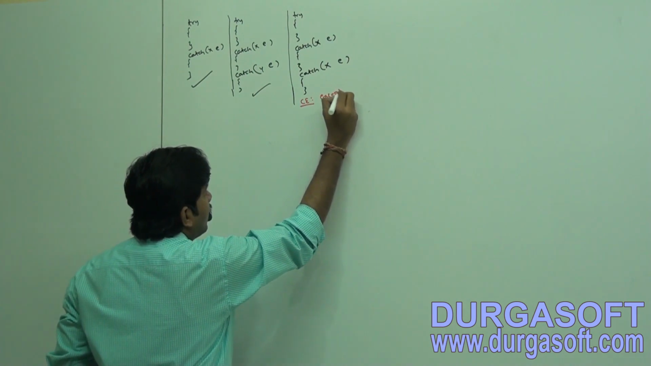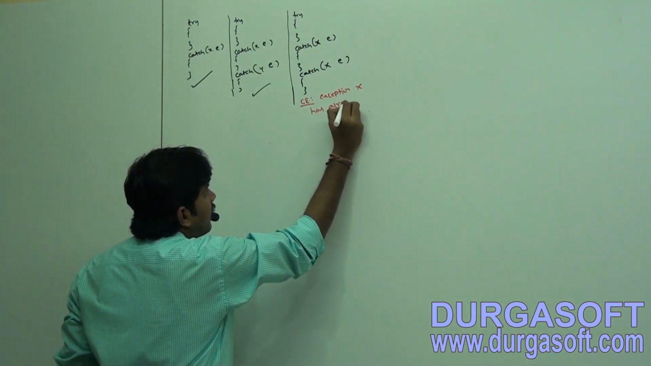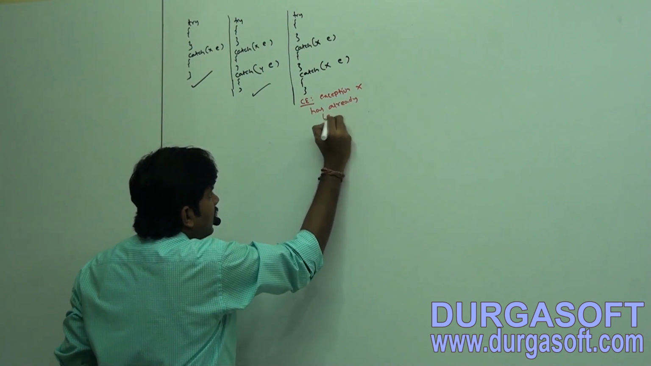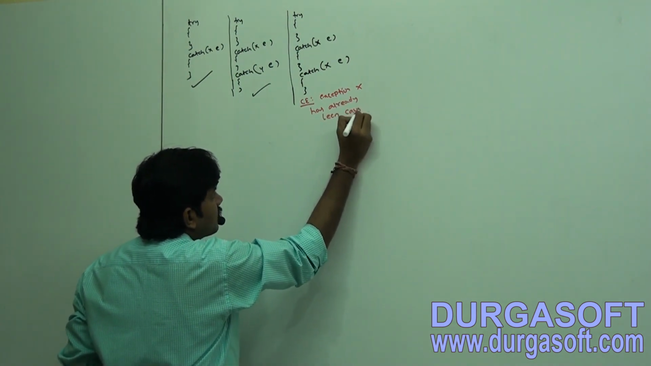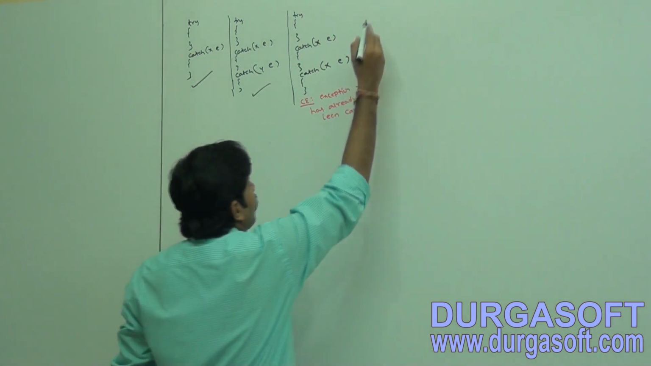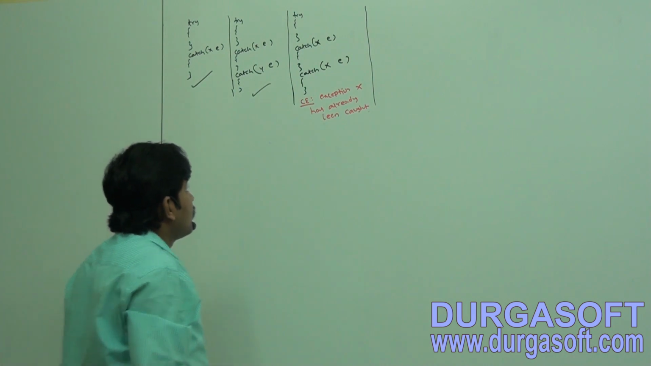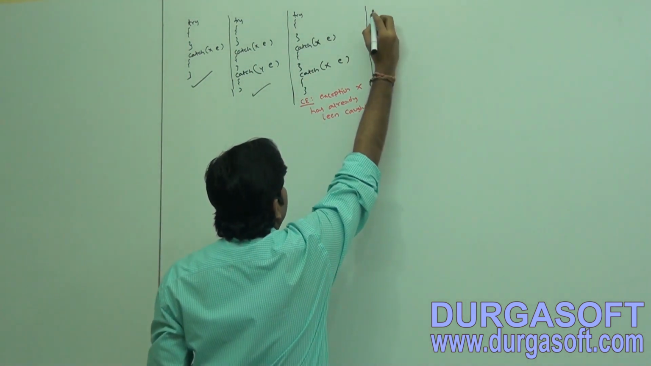Exception X has already been caught. Exception X has already been caught. Like a compile time error by default we are going to get. Are you getting it?